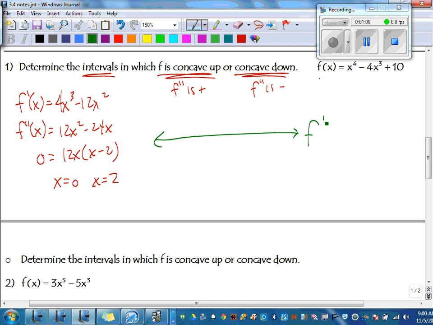So label your number line. We're talking about the second derivative here. There will be times where we talk about both and have two different number lines. So second derivative is 0 at 0 and 2.